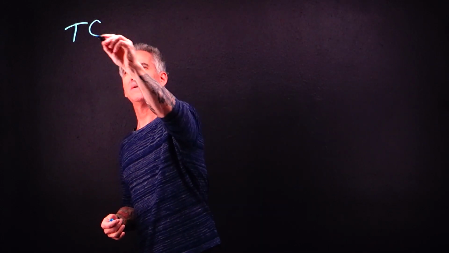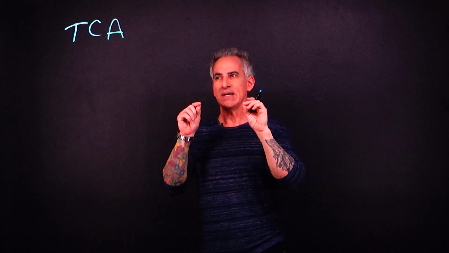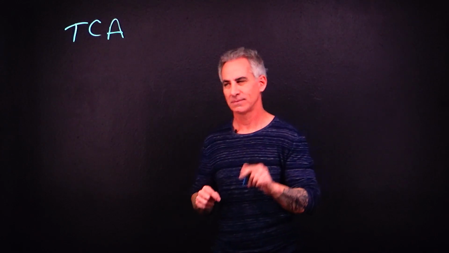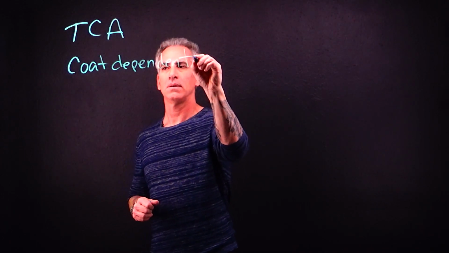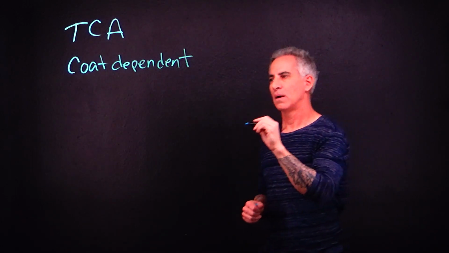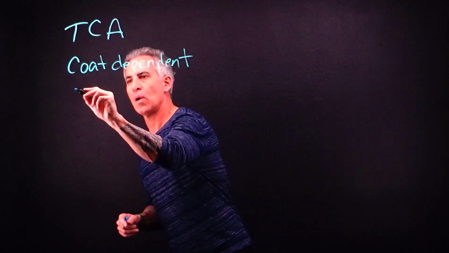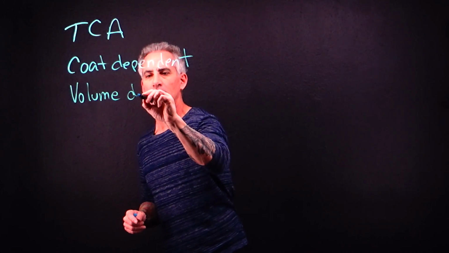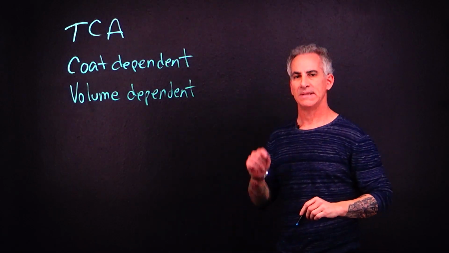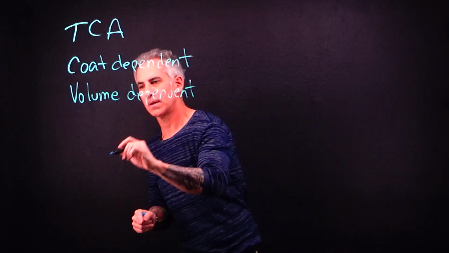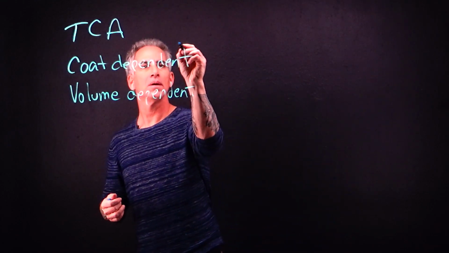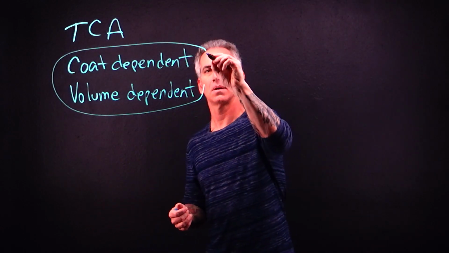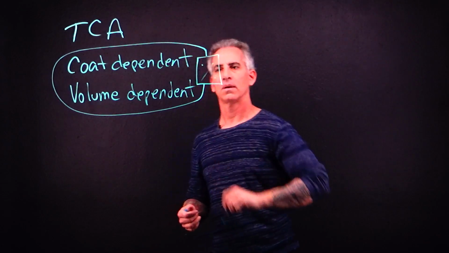Because I have to do this one first, the primer, so that you have a foundation, and then we go into the other one. Okay, TCA, and the specific topic is coat dependent, or said differently, volume dependent, and how do we write the relationship? Like this: to the percentage used.